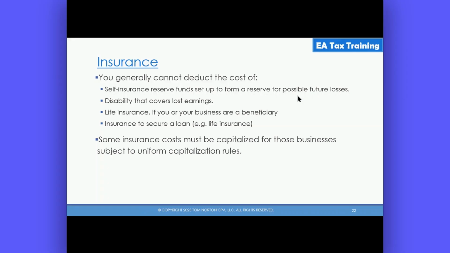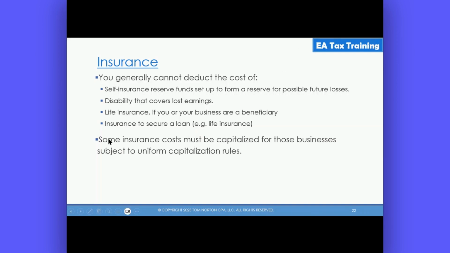Disability insurance that covers lost earnings is not deductible. And any insurance to secure a loan is not deductible. So sometimes, especially with small businesses, the banks will be worried that if the owner dies, then the bank's not going to get their money back if they lend them money. So they may put a clause in the loan agreement that says, in order for us to give you this loan, you have to have life insurance on the owner that is payable to the bank for as long as that loan is outstanding. Well, if they do that, that insurance is not deductible.